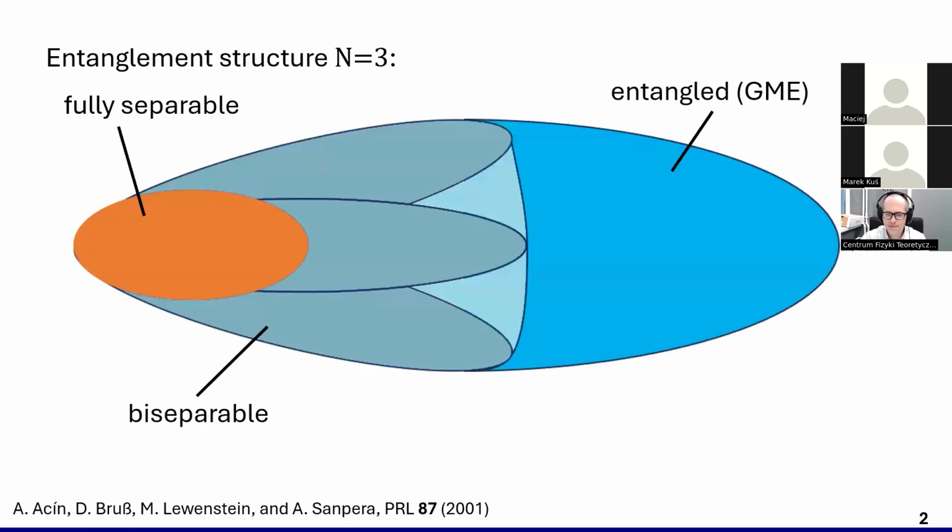Okay, first let me recap the entanglement structure. For three particles, we have this orange area here, which are all the fully separable states, or states that can be written as a tensor product of Alice, Bob, and Charlie's particle. Then we have the biseparable states, which are all the states that can be written as a tensor product of Alice's part and Bob and Charlie's part, or all the other possible bipartitions, and convex combinations of these. And then we have the genuine multipartite entangled states that cannot be written in any of the previous forms.